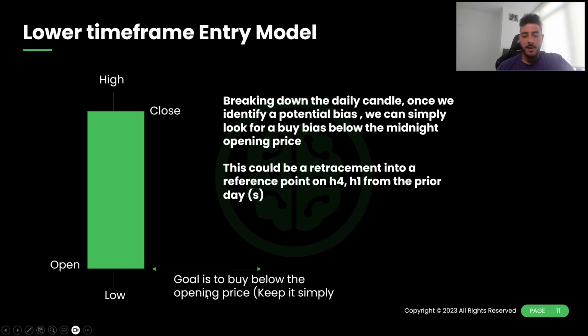So this could be a retracement into a reference point on a H4, H1 from the prior day or days. The goal is to buy below the opening price. So again, midnight opening price, what we're trying to do is get in sync with the marketplace at this specific low. Ideally, this low is hitting a prior day's key level. That's very key. Very, very simple model, and I don't want to complicate it for anyone. However, you do have to get good at identifying a really good bias, and you also have to be good at waiting, because not every single day will have a great bias.